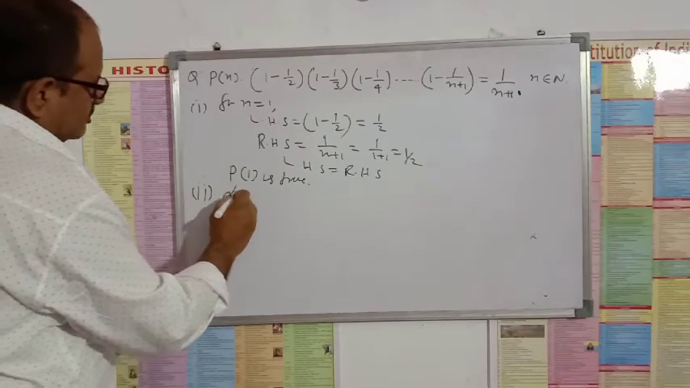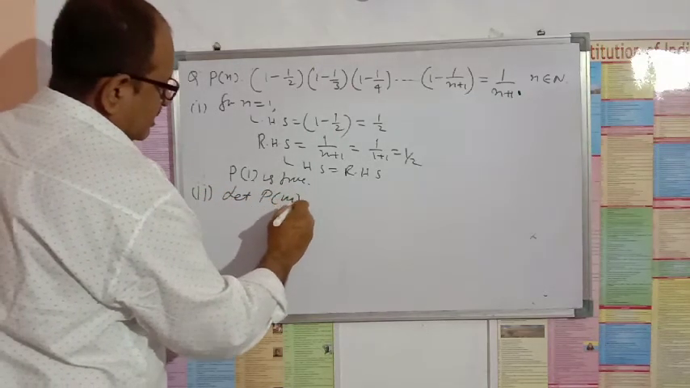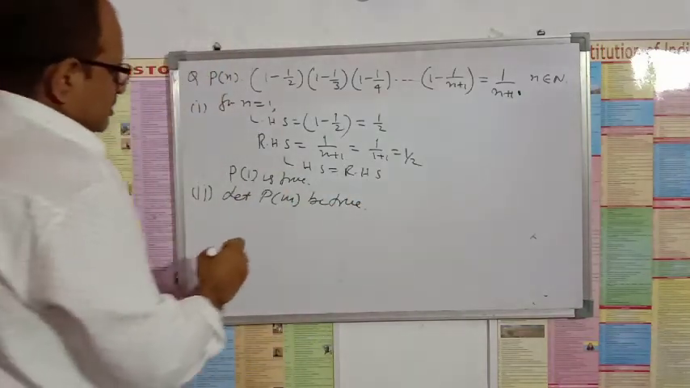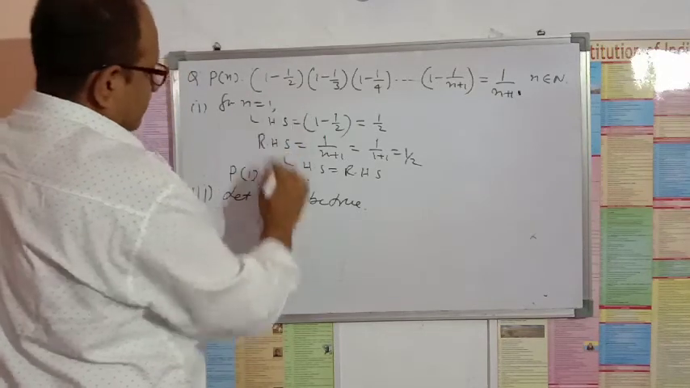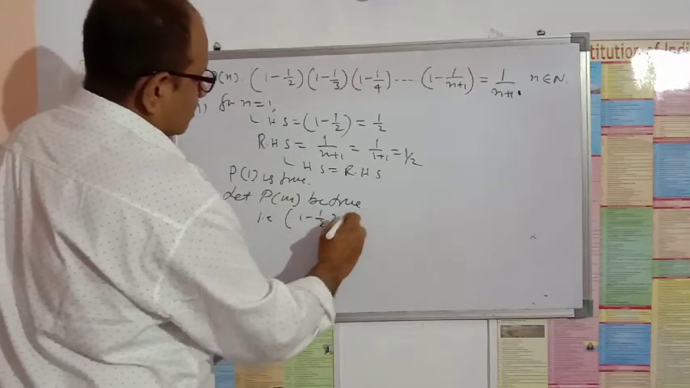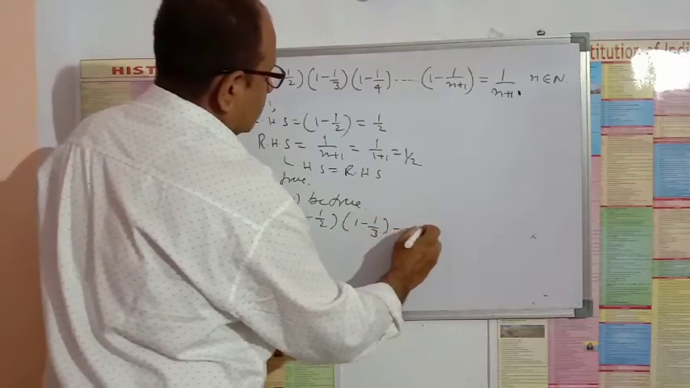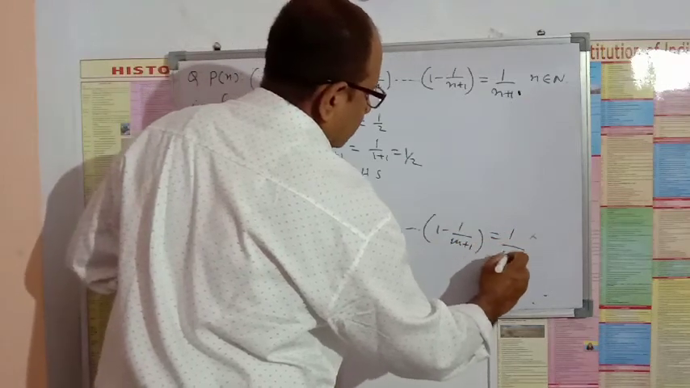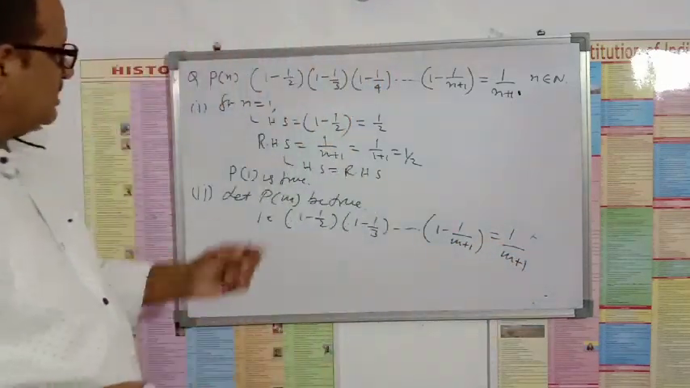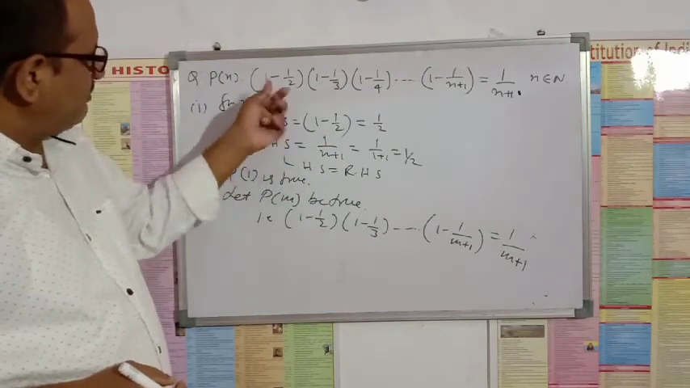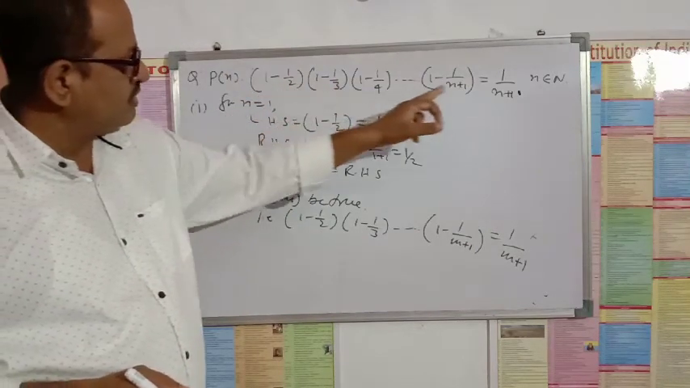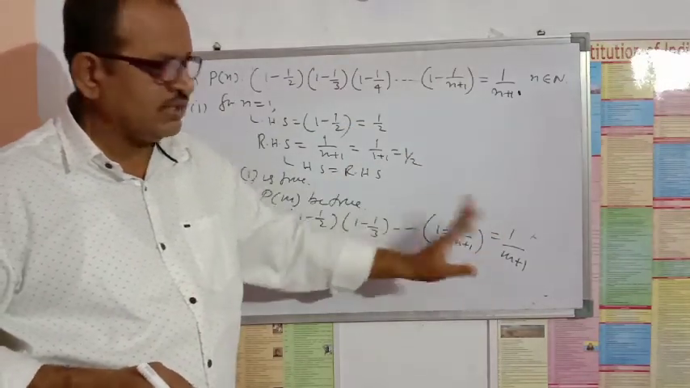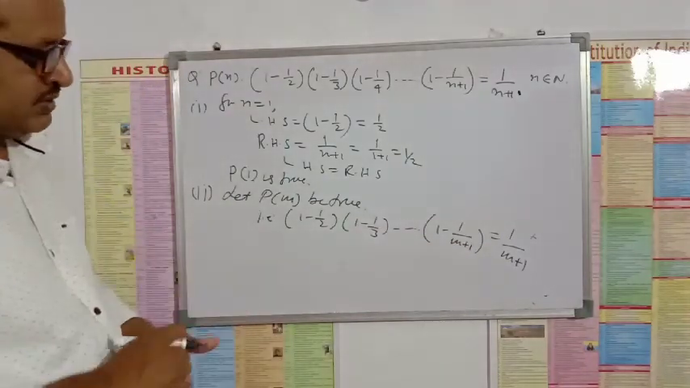In the next step we have to suppose, let Pm be true. Pm be true means what? (1 - 1/2)(1 - 1/3) and so on up to (1 - 1/(m+1)) is equal to 1/(m+1). It means if it is true for n equal to m, we write the same thing, and in place of n we write m. So it is true, we have supposed.